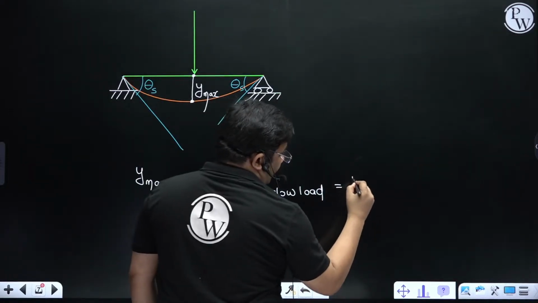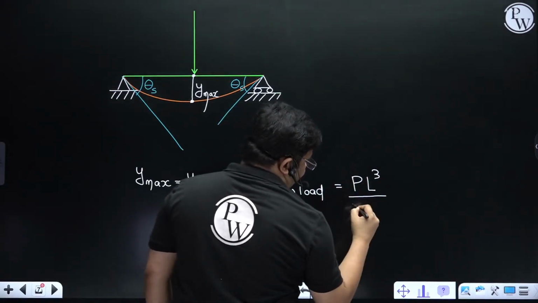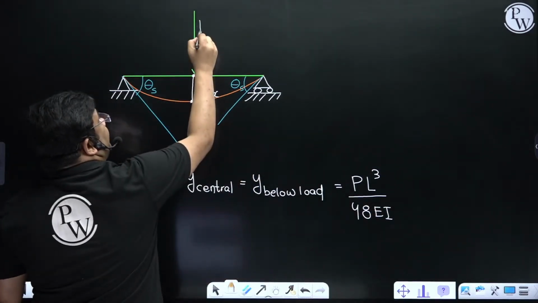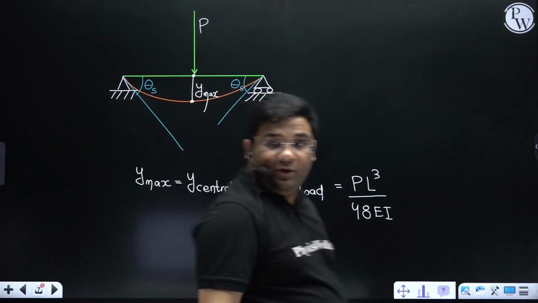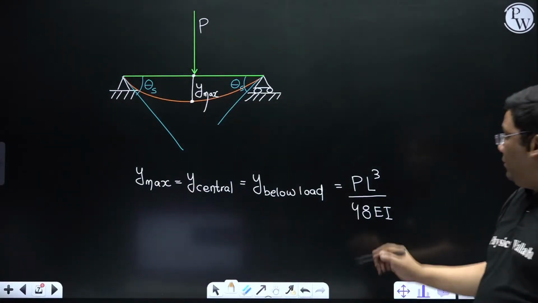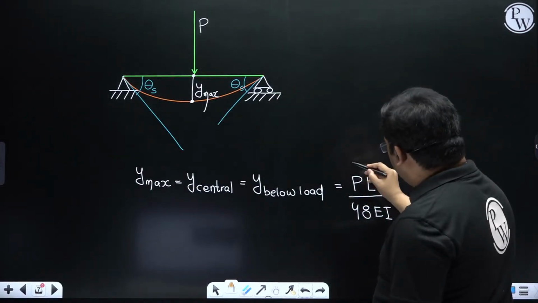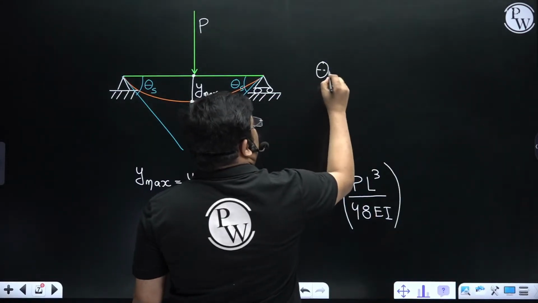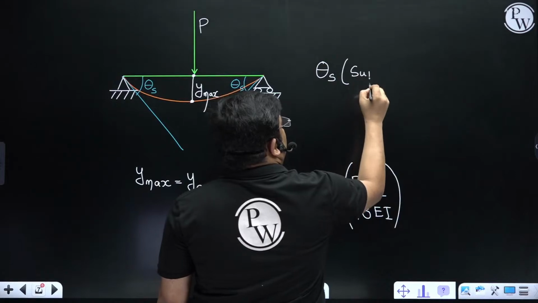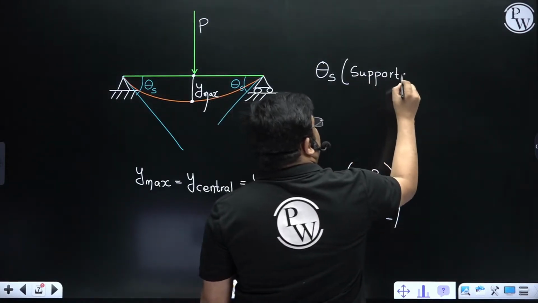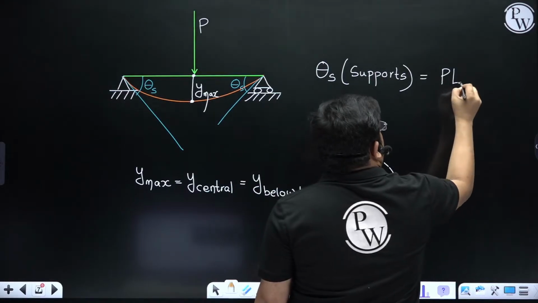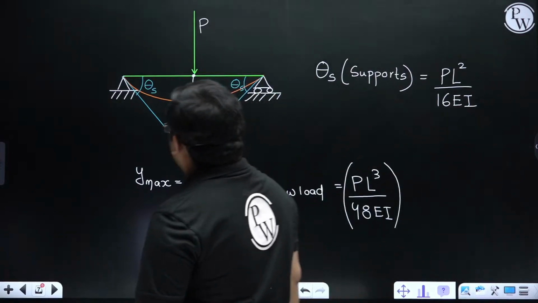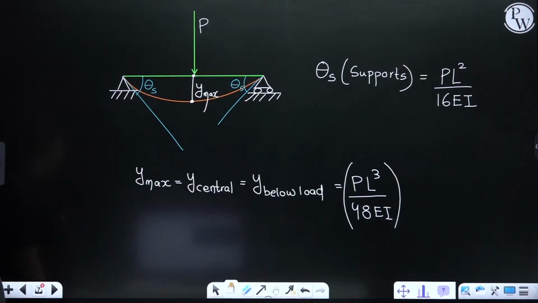How much did we get? We got PL cube by 48 EI, where P is the load and L is the length. You have to remember this, but I have derived it for you also, so that in the examination, if you forget, you can derive it within 1 minute. And the slope at the supports is equal to PL square by 16 EI. Very good, very nice.